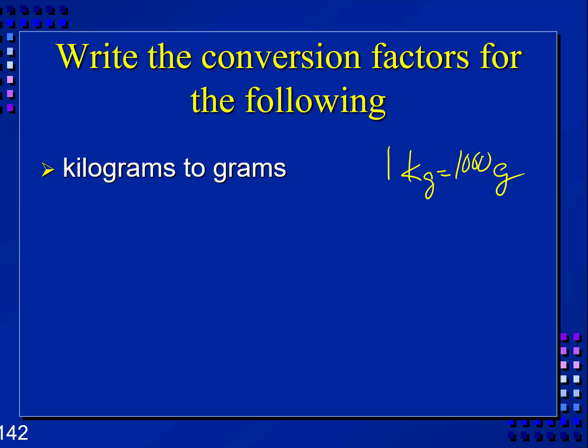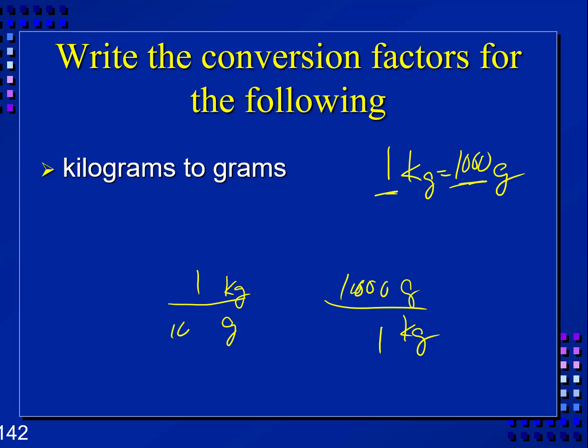Now I know the equivalent statement. Now I can make the conversion factors. I can either put kilograms on the top, or I can put kilograms on the bottom. And I can put grams on the top, or I can put grams on the bottom. And now I just have to fill in the numbers. The number next to kilogram is 1. The number next to grams is 1,000. So I can write 2 different conversion factors with my equal statement, one with kilograms on top, one with kilograms on the bottom.